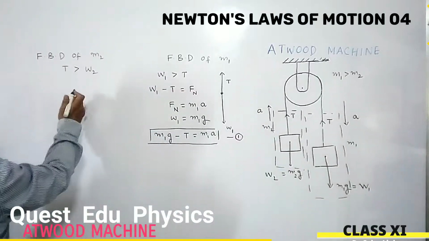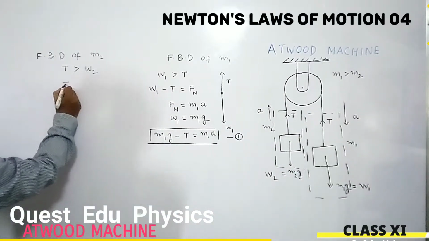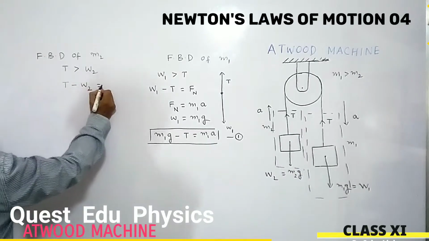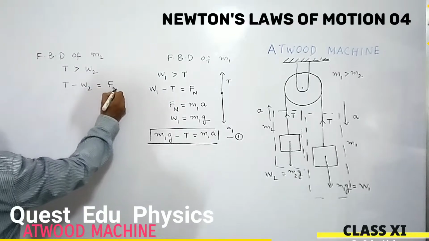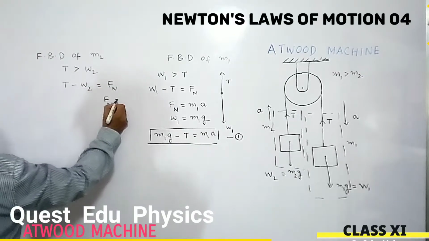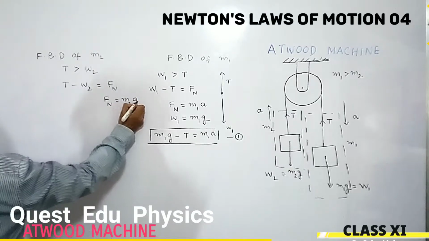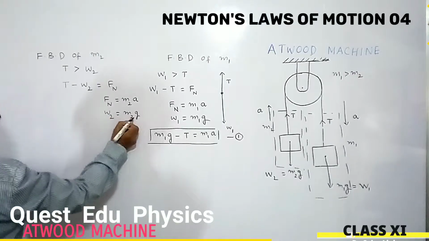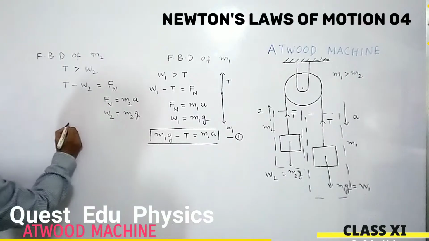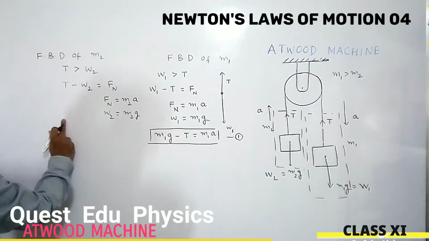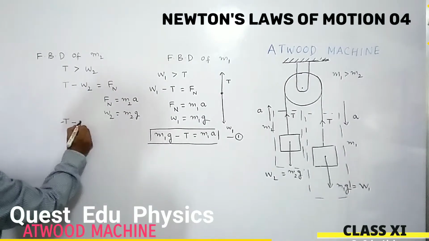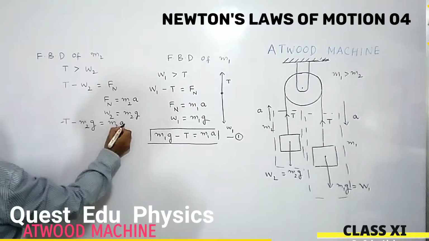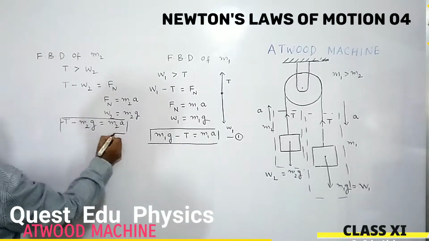Obviously the difference between the two gives one more force, that is T minus W2 is equal to net force. Here net force is M2A and weight is equal to M2G. Substituting these two, what do we get? T minus M2G is equal to M2A. Say it as equation 2.